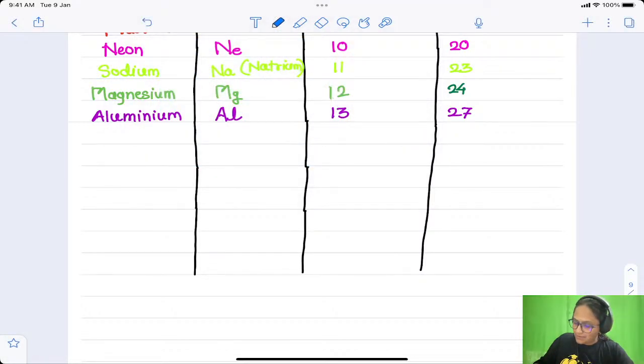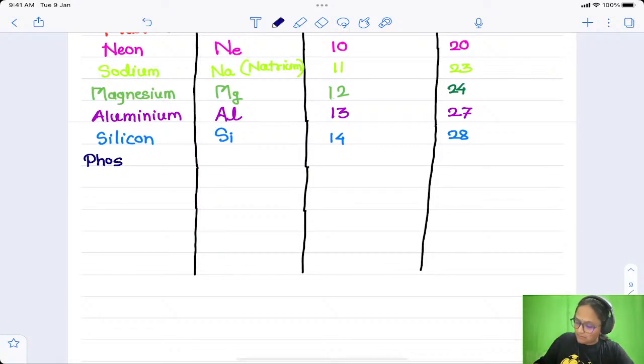After aluminium, it is silicon. S was already given to sulfur, so the symbol is Si, capital S, small i. For silicon, the atomic number is 14, mass number is 28. Then after silicon, it is phosphorus. Symbol is P, capital P. The atomic number is 15, mass number is 31.